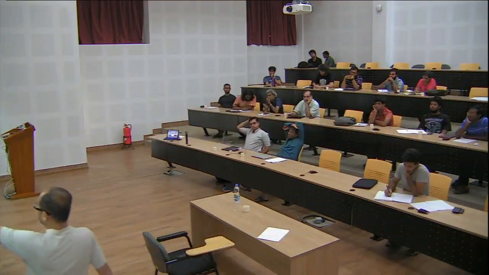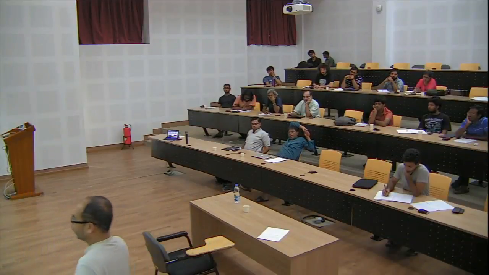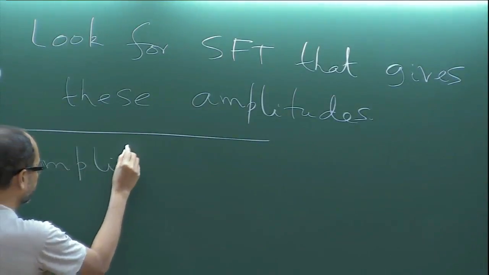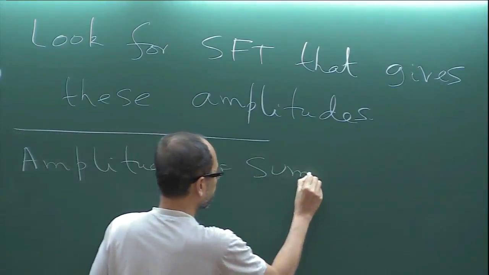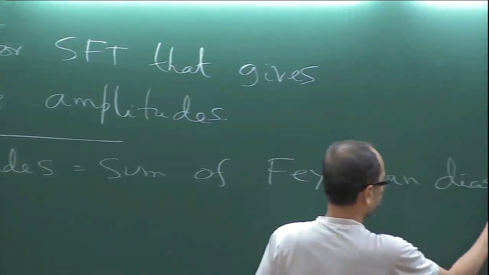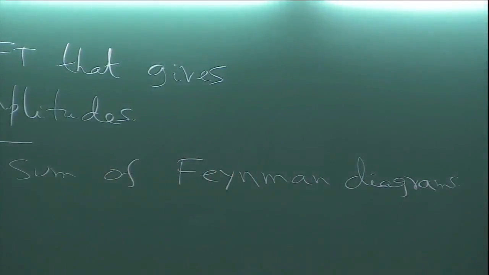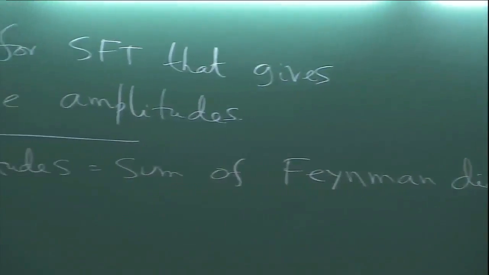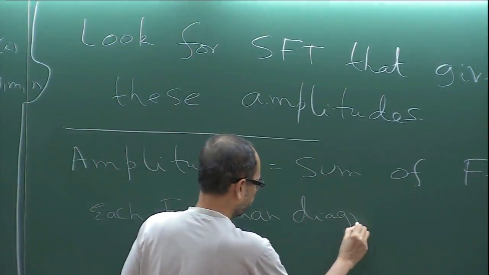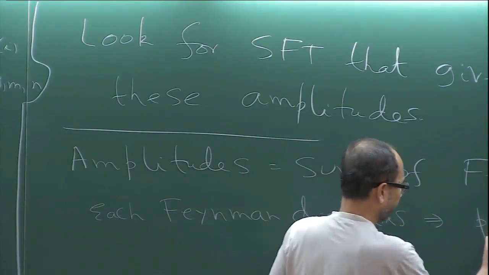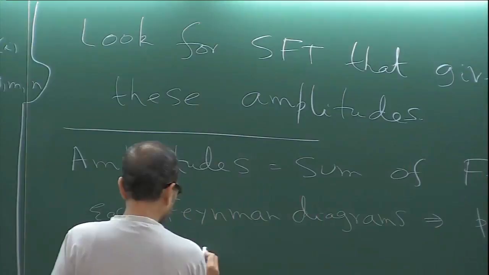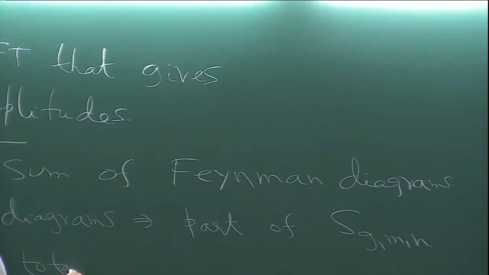Okay, so you have to look for a string field theory that gives these amplitudes. More specifically, once you have a string field theory, the amplitudes will be a sum of Feynman diagrams. And what we'll aim for is that each Feynman diagram will give you part of this generalized section, and the sum equal to the total SGMN.